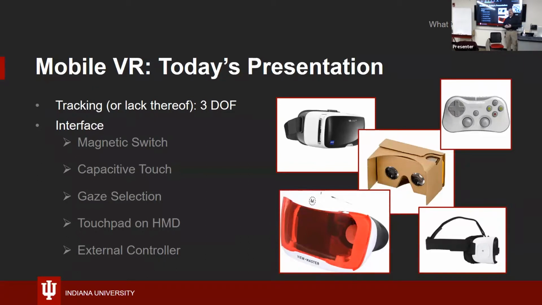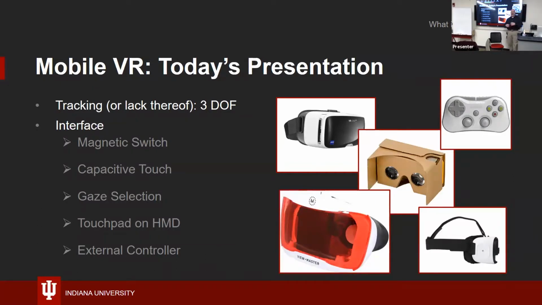So for today's presentation, we're going to stick with what we call traditional mobile virtual reality, which is where you have a lack of tracking. You're just doing 3 degrees of freedom. So all I can do is track where a person is gazing. And then our interface is relatively limited as well. I did not put these in order, maybe in order of the fact that magnetic switch was one of the first interactions you could do with a Google Cardboard. It wasn't very functional. I programmed it and sometimes it worked, sometimes it didn't.